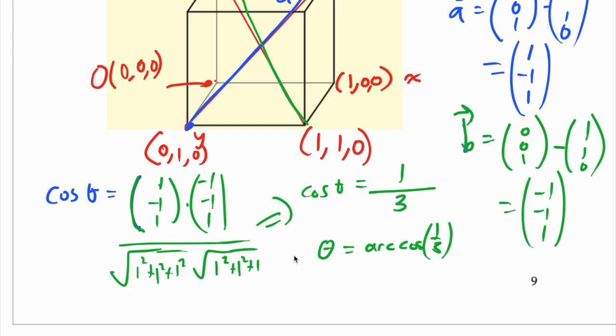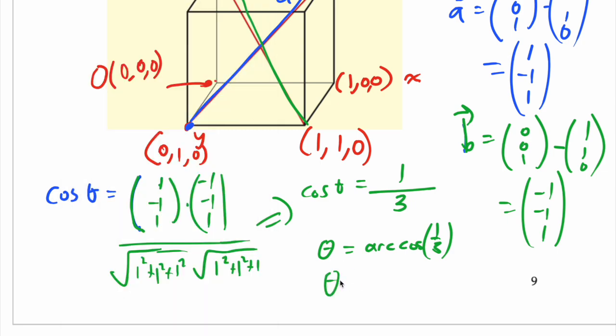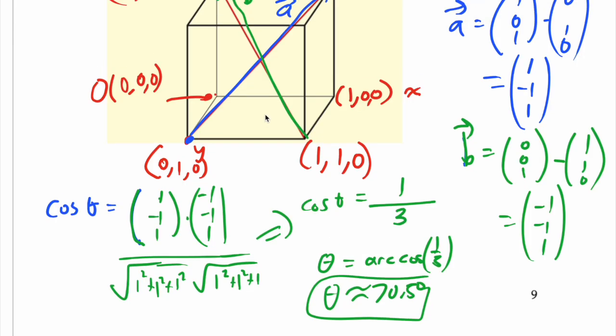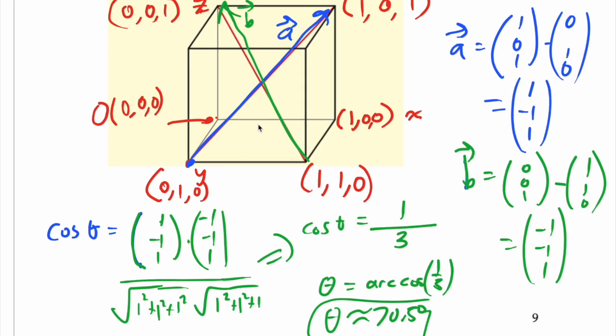Let's check it out. Arc cosine 1/3 is 70.5. So a bit surprising. If you ask somebody, just by looking at the picture, people might think it's 90 degrees or something like that, but it's actually not. If you actually were to look at some cube in 3D and check it out, that angle between the diagonals is actually 70.5 degrees.